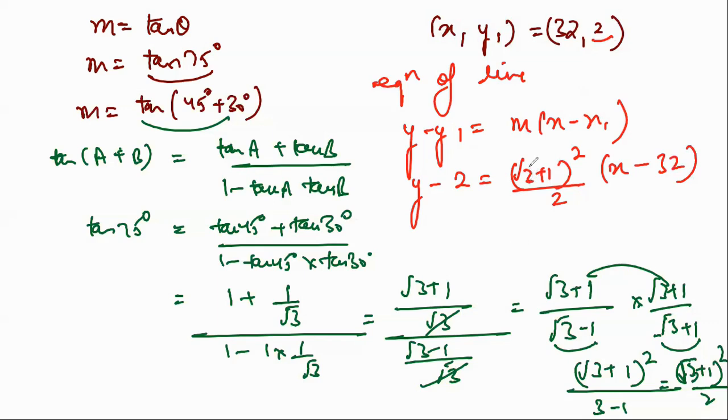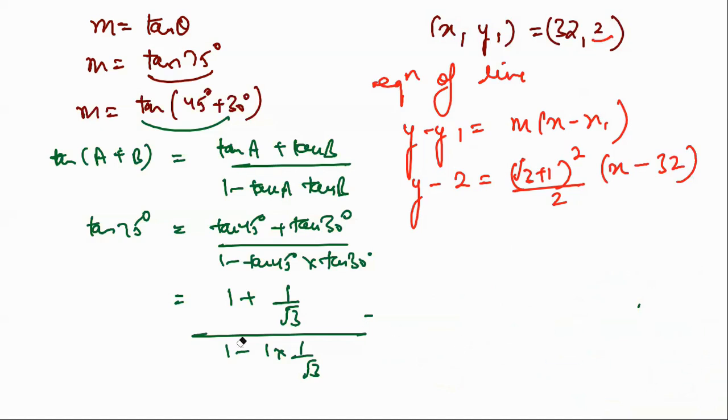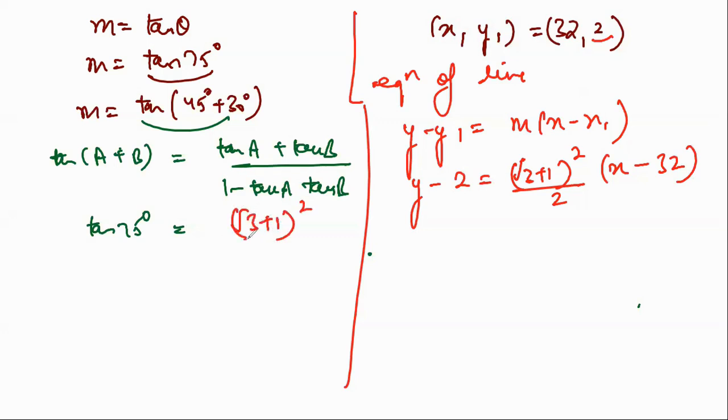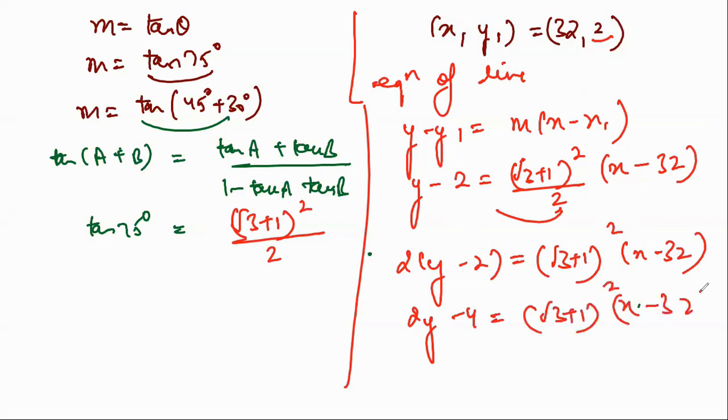Now, if you want to sort it out, you can. If you want to leave it like this, you can leave it. Okay, so let's try to solve it, maximize. I'm rubbing this because I don't require this. Directly I'm writing here because we already know what the tan 75 degree value is. This over 2. Okay, so I am taking this 2 to the other side, which goes in multiplication. So root 3 plus 1 whole square times x minus 32. So it's 2y minus 4 equals root 3 plus 1 whole square times x minus 32.